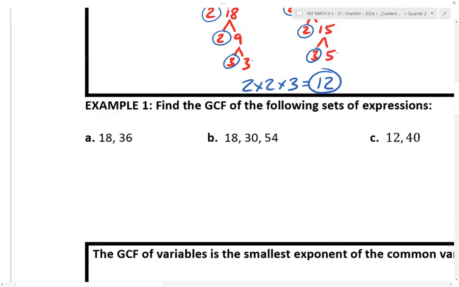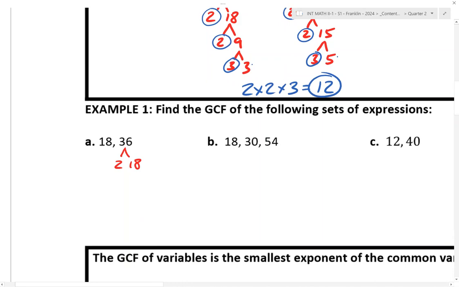All right, for example A, let's find the GCF of these sets of expressions. We have 18 and 36. I want to think of the biggest number that goes into these. We'll do 36 first, and that's 2 times 18. We already knew that, right? And look what we have here: 18 and 18. So you know that there's no bigger number than 18 that goes into 18, and 18 also goes into 36. So 18 is our GCF there.